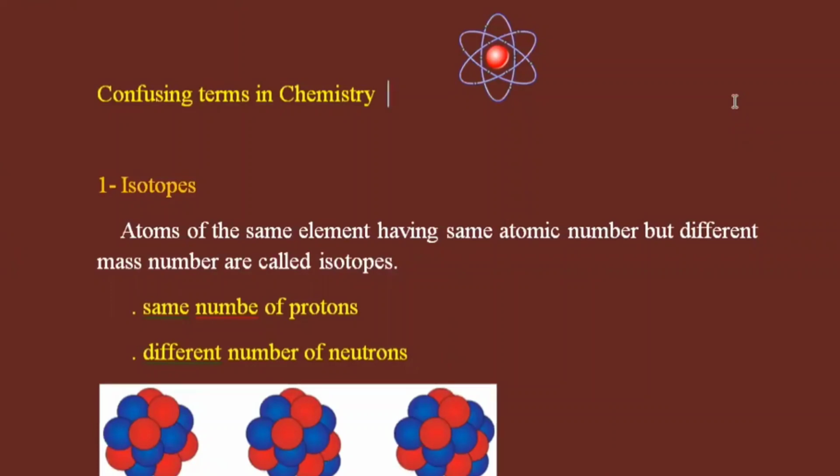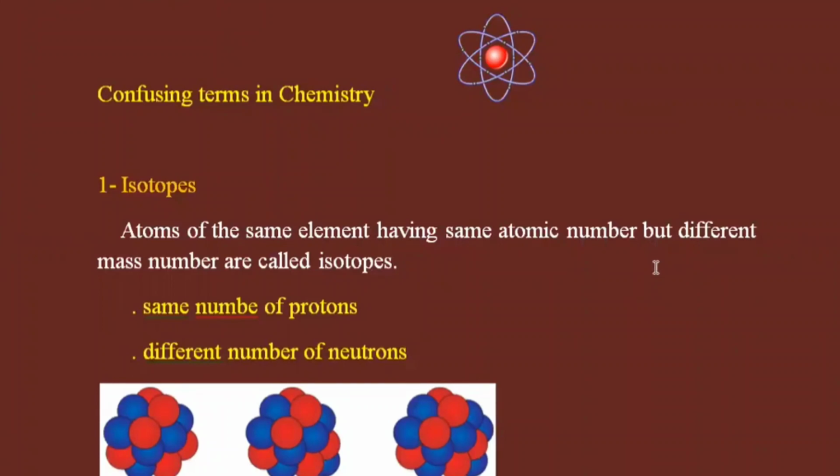Our first term that we will discuss today is isotopes. That is the most common term. Isotopes, as you know, are the atoms of the same element having the same atomic number but different mass number. These are called isotopes. When you write the symbol of any element, there are two things that you write on the symbol: its atomic number and mass number.